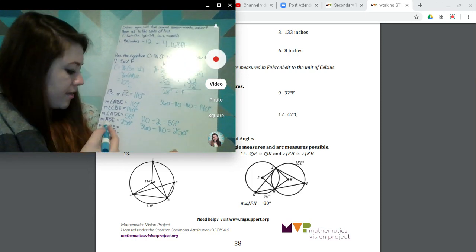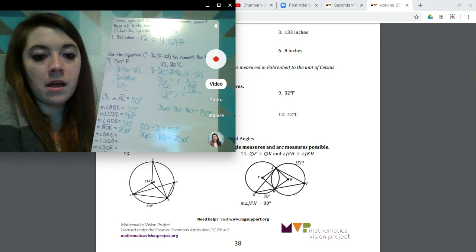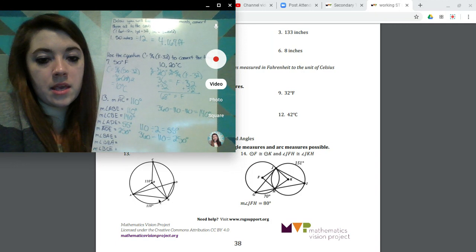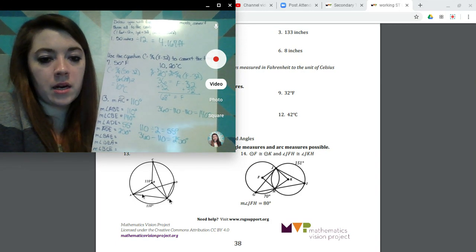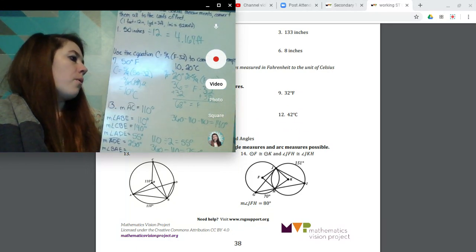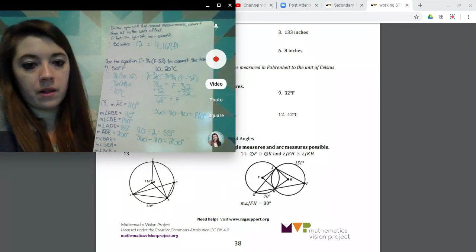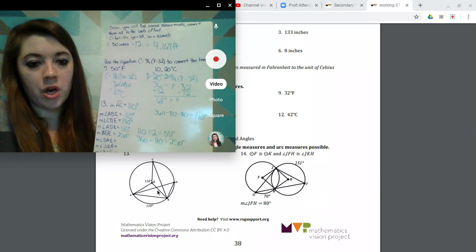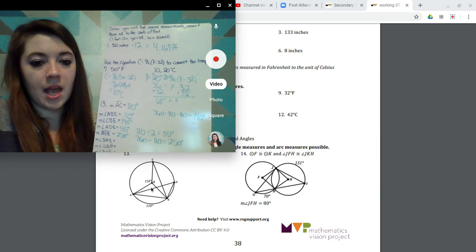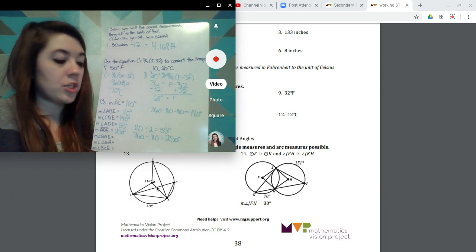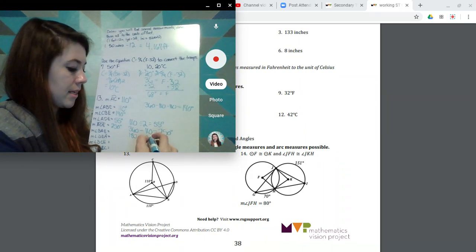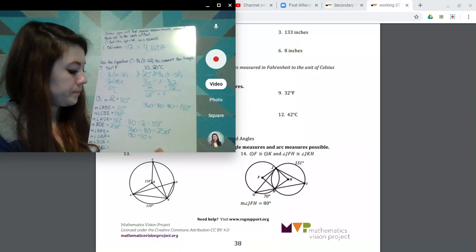All right, the next one I have is the measure of angle BAE. So angle BAE is this angle right here. So for this one, we have this triangle here that it's a part of. So BAE is within this triangle. We know this angle is 110 degrees. How many degrees are there in a triangle? 180. So 180 minus 110 equals what?